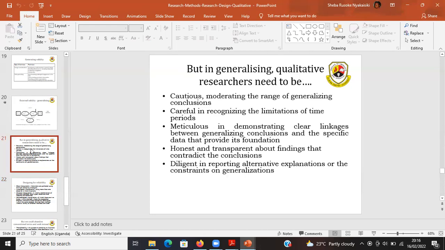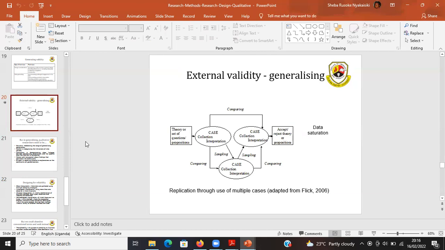One of the ways we can generalize is to have multiple cases. We talked about this previously in our first class, over the weekend. If you have the same variables coming out, then you can say that, most likely, this variable exists in several contexts. That gives you room to generalize.